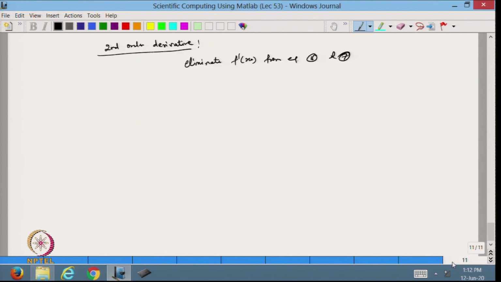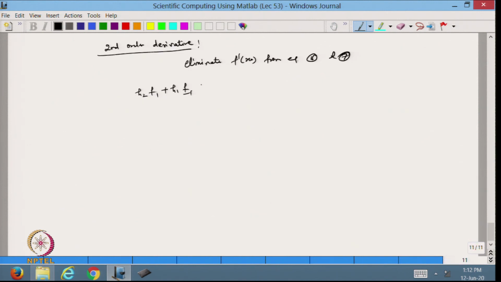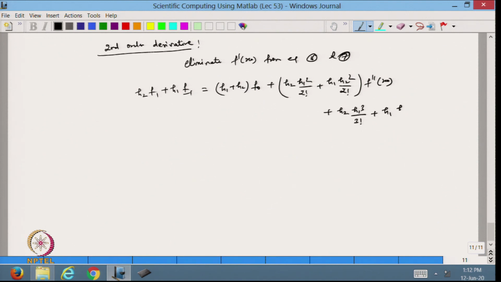So in that case, if I do that, then I can write h2 f1 plus h1 f minus 1. So I have multiplied this by h2 and this by h1 and I am adding together. So on the left side I will get this value, on the right hand side I will get h1 plus h2 f naught plus, then I will get h2 h1 square by 2 factorial plus h1 h2 square by 2 factorial, and then I'll get the second derivative plus h2 and so on. Now I can take my h1 and h2 on the left hand side, taking this term together.